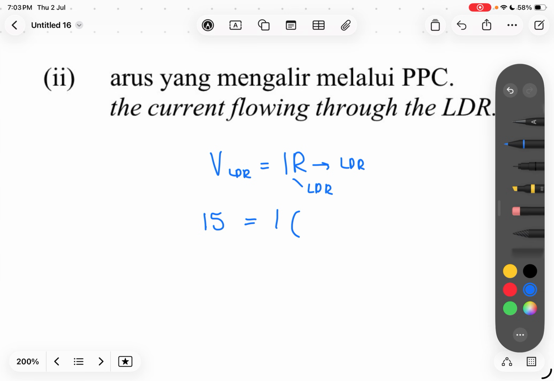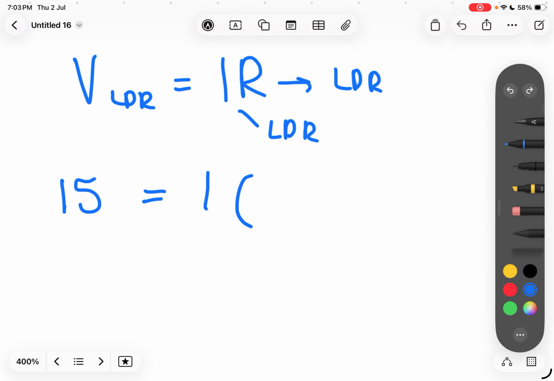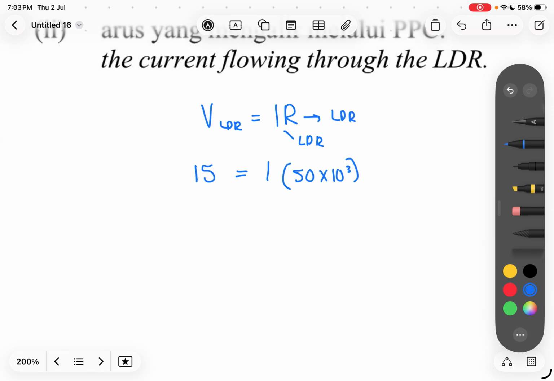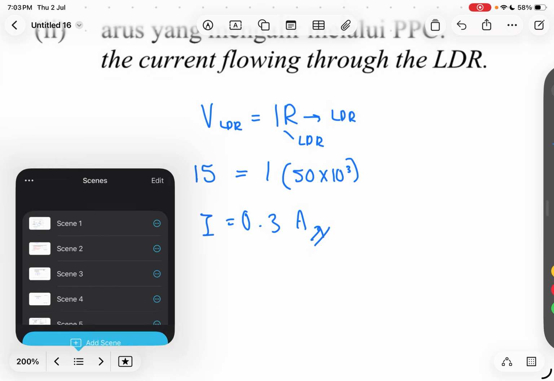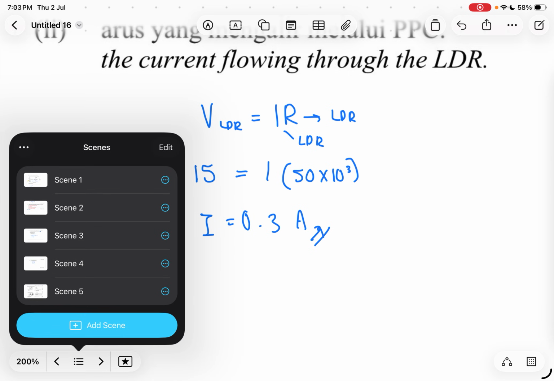V_LDR is 15. For I, don't put 50, because this is not in its SI unit. In order to find the correct answer, you need to make sure everything is converted to SI units so you don't make a careless mistake. So take 50 times 10 cubed because it's kΩ. And then you get 0.38. And that is the final answer.